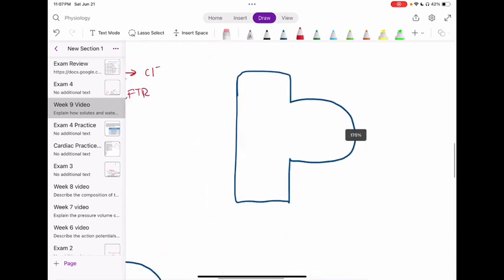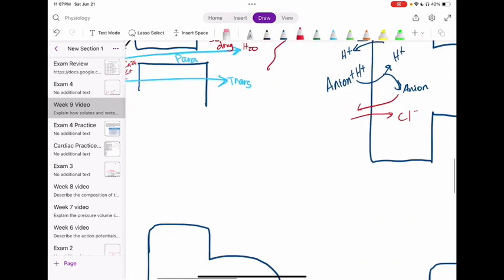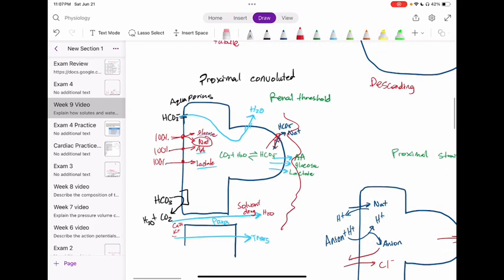Next, we'll move on to the descending tubule. And as we move down the descending tubule, we'll change our concentration gradient from 300 to 600, meaning the farther you go down, the more water you lose, the more concentrated it is. And so, something I forgot to mention here is in the proximal convoluted, we have 70% of water and 70% of sodium.